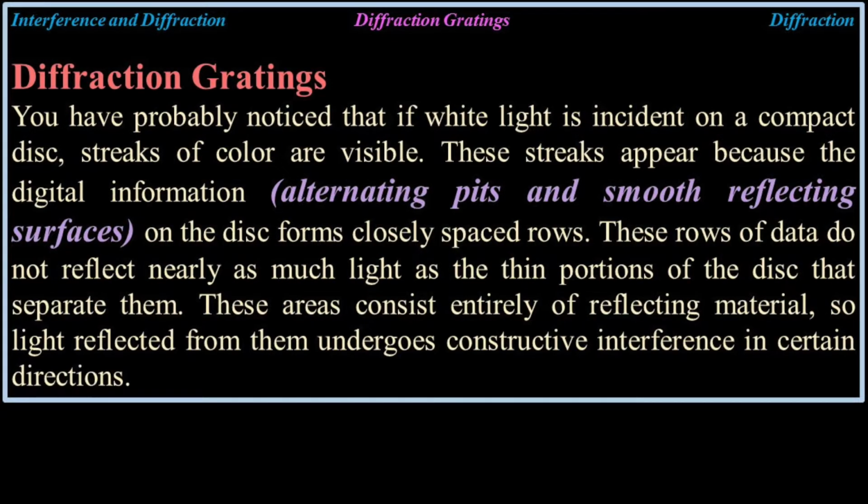Diffraction gratings. You have probably noticed that if white light is incident on a compact disc, streaks of color are visible. These streaks appear because the digital information, alternating pits and smooth reflecting surfaces on the disc, forms close-spaced rows. These rows of data do not reflect nearly as much light as the thin portion of the disc that separates them. These areas consist entirely of reflecting material, so light reflected from them undergoes constructive interference in certain directions.